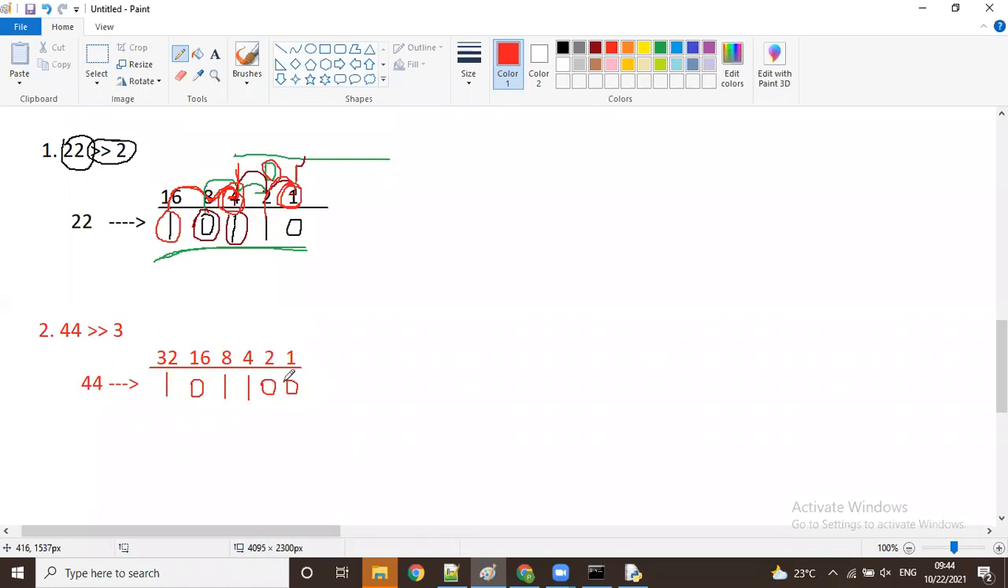Am I right or wrong, guys? Okay. Now what I want here is to move 3 places right side, guys. Observe here. At 32, 1 is there. This one goes place 1, place 2, place 3. That one comes here.